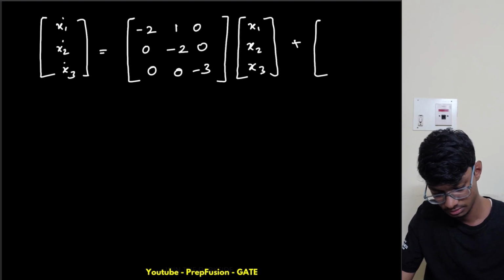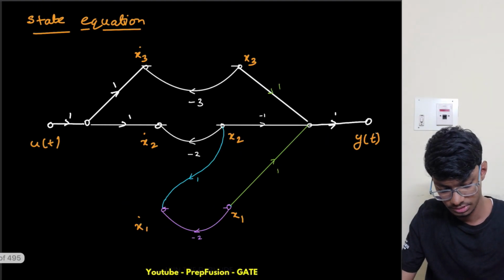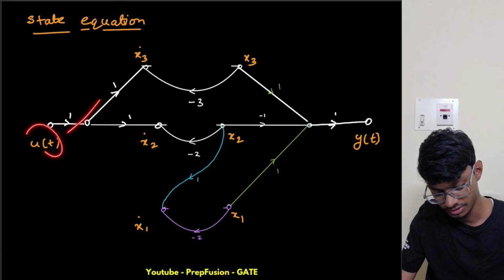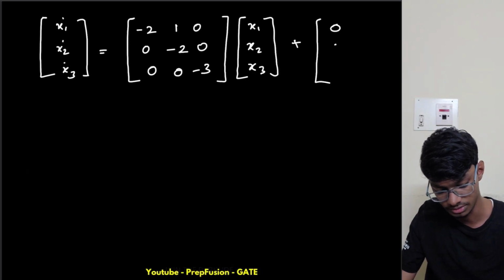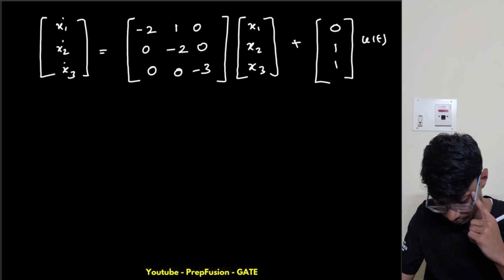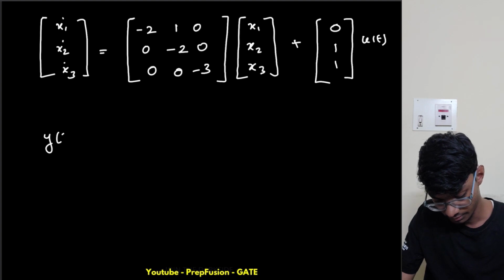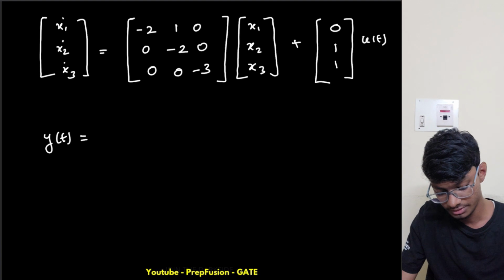Plus, simply now, u is connected with x3 dot and x2 dot, and x1 dot is not connected. So this will be 0, 1, 1, times u of t. And now what is my y of t? y of t is simply like this one.